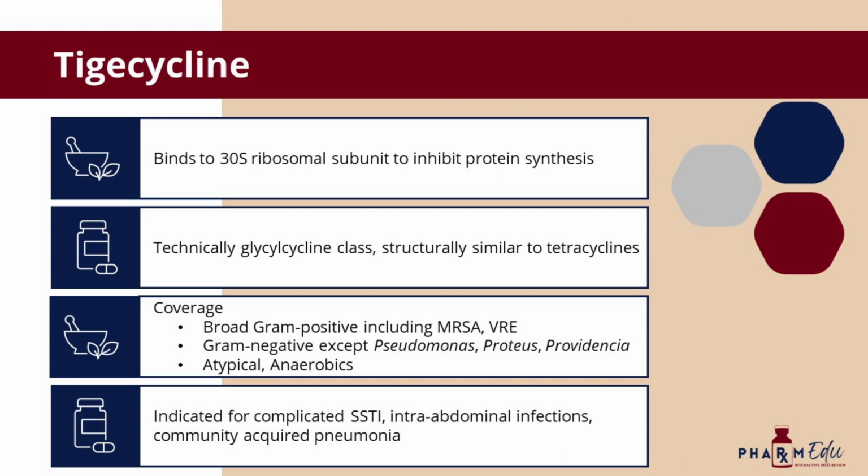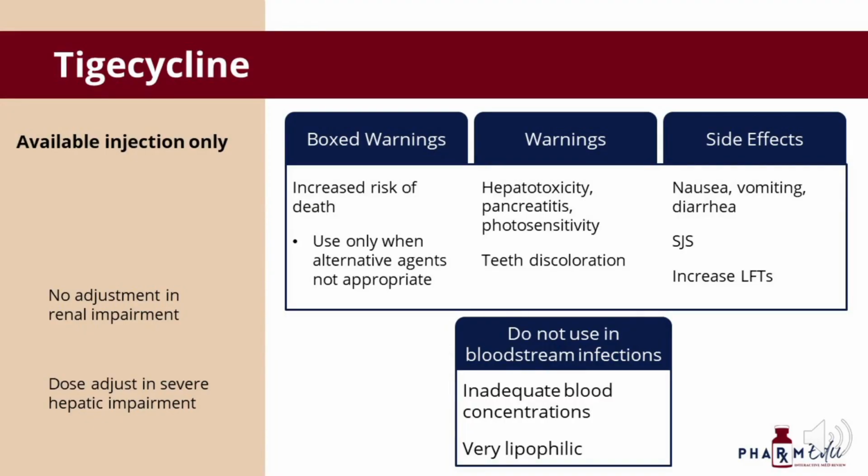It's indicated for complicated skin and soft tissue infections, intra-abdominal infections, and community-acquired pneumonia. Tigecycline is available via injection only. It does have a black box warning for increased risk of death, so you want to use it only when alternative agents are not appropriate. Warnings do include hepatotoxicity, pancreatitis, photosensitivity, as well as teeth discoloration.